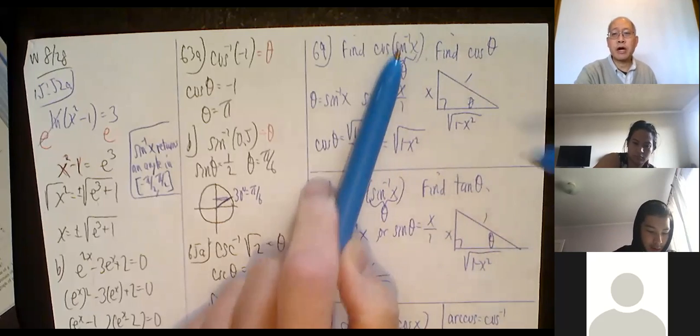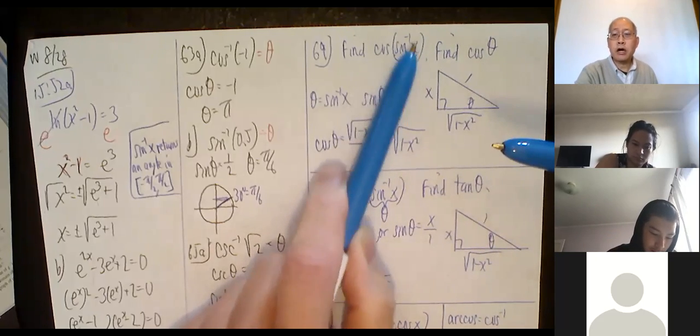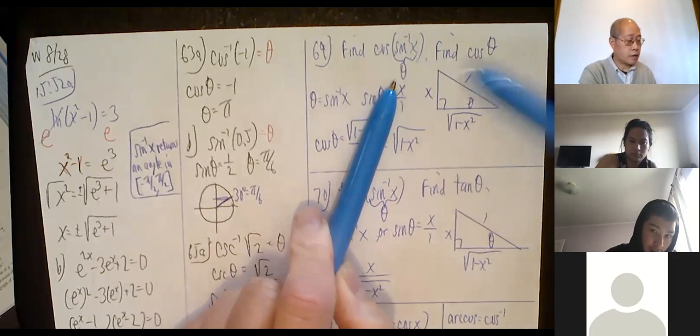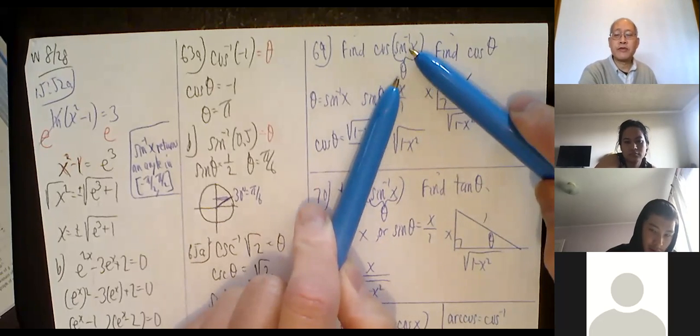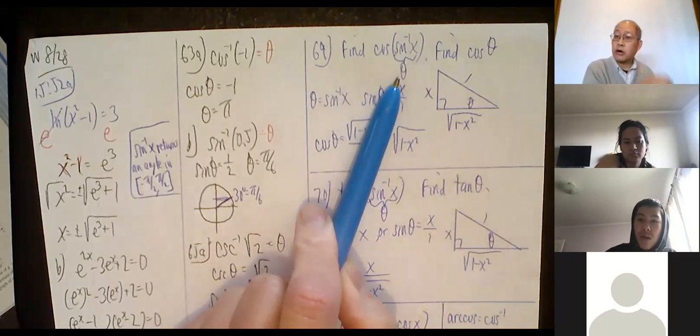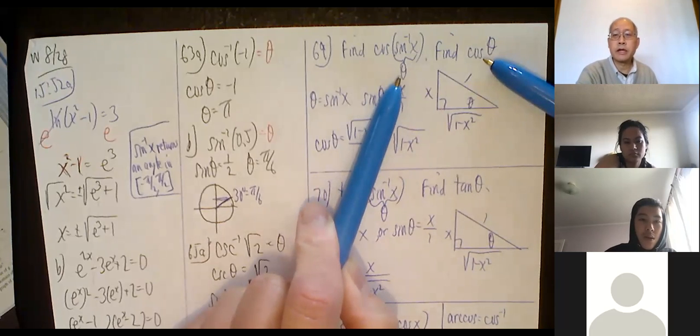Okay, so here's how you attack the problem. First I'm going to call this thing theta, theta for an angle. So let theta be inverse sine of x. So ultimately, I'm trying to find cosine of theta now, right?